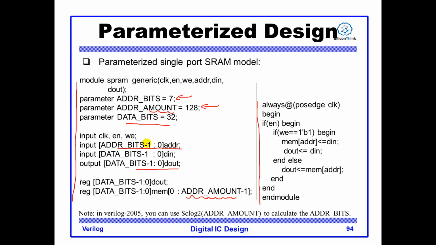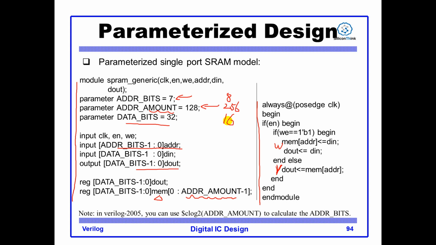So when we define the input signals and the memory size, we use these parameters, and we code the memory function here in an always block. This is the write function. This is the read function. So when you want to use this single port RAM model, you can change the parameters. For example, you can change this parameter to 8 and this to 16.